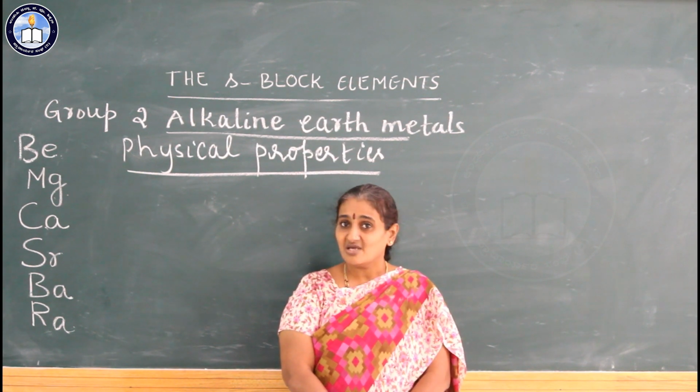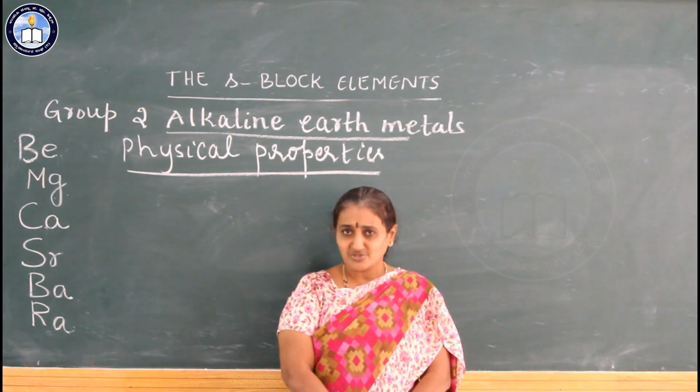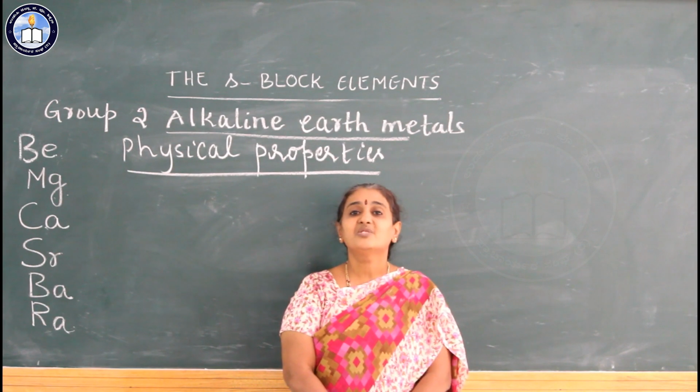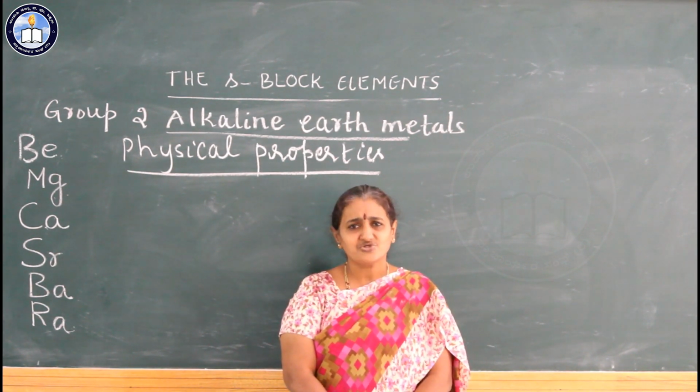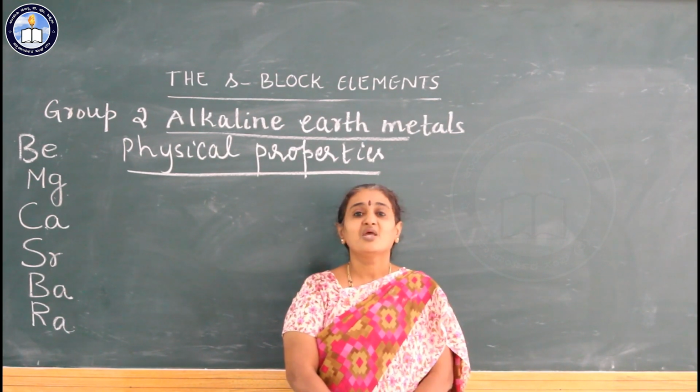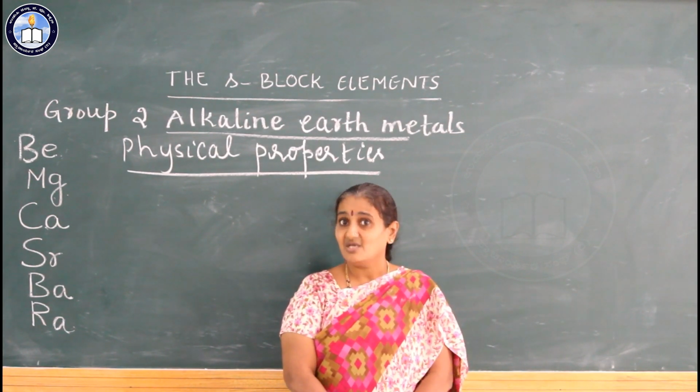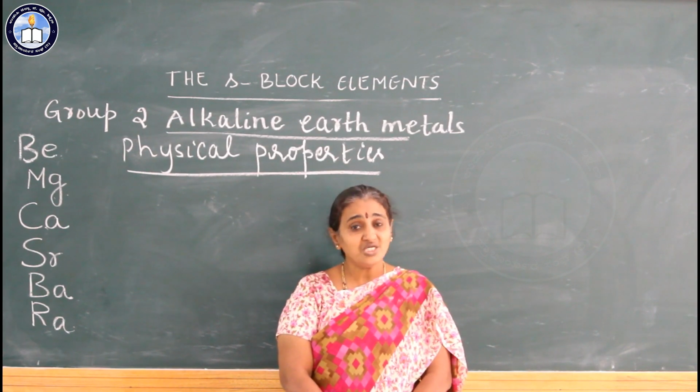Alkaline earth metals have low ionization enthalpy. Because of this, they are strongly electropositive in nature. Electropositivity increases down the group.